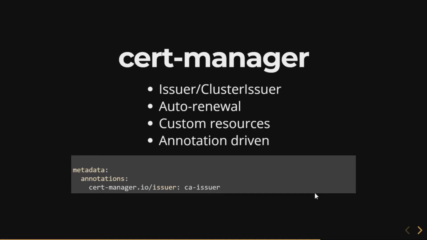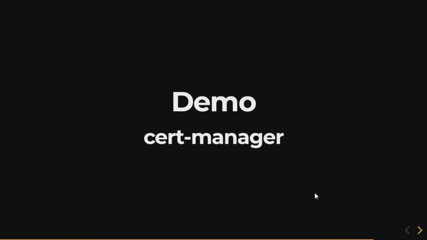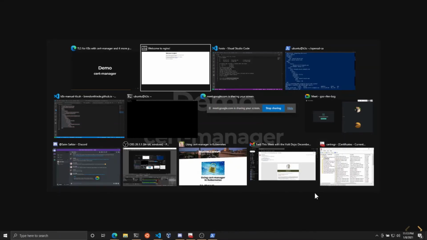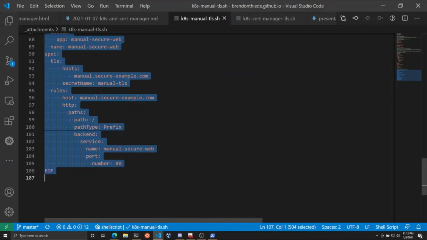So in our case, we're going to use the CA issuer. The CA issuer is probably the second easiest issuer to use. Just like we did in the last example, we're going to create a CA, but instead of using that CA to create a TLS certificate, we're going to use that CA to create an issuer. So now we're going to do this for the cert-manager example. So here we go.